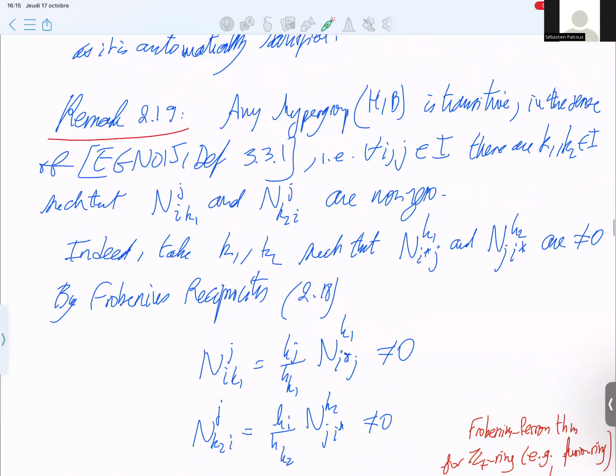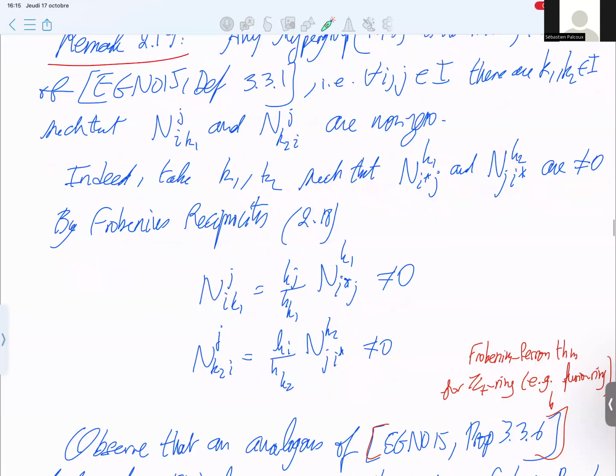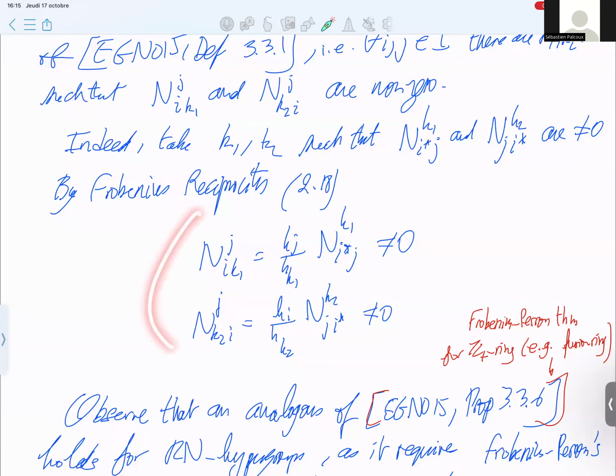Okay, so why is it always transitive? You take I and J. So you know the product of a standard element I star with the standard element J star has a kind of decomposition. So you can take two indices which are non-zero like that, and you apply Frobenius reciprocity, you get that. This is non-zero by Frobenius reciprocity, we get that and that, which is non-zero, so it's immediate.